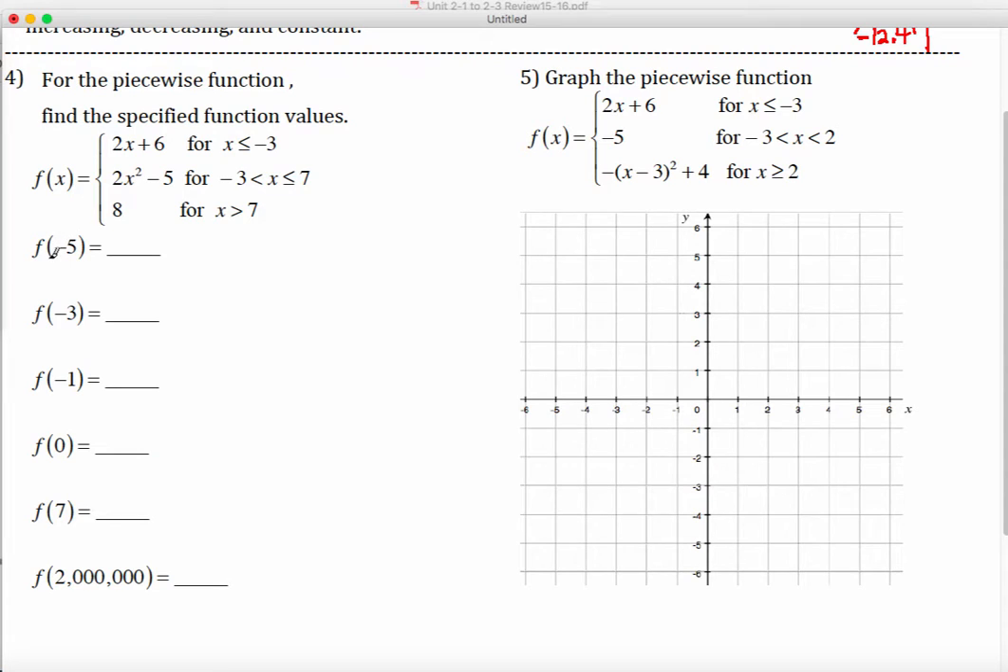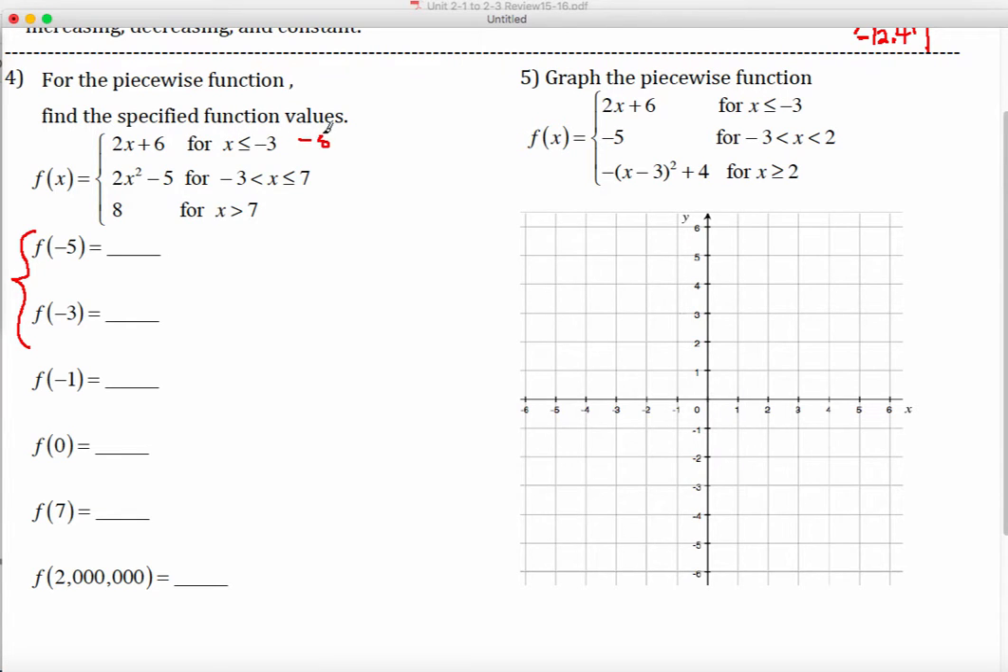So the first equation is going to take all the values that are less than or equal to negative 3. That's negative 5 and also negative 3. Those two fit the right criteria for that first function, 2x plus 6.